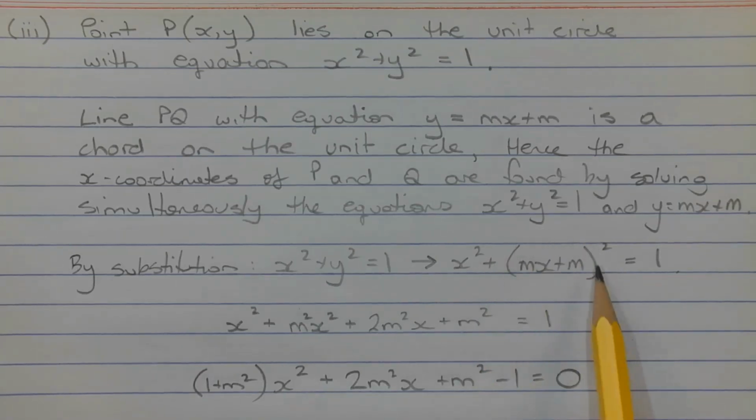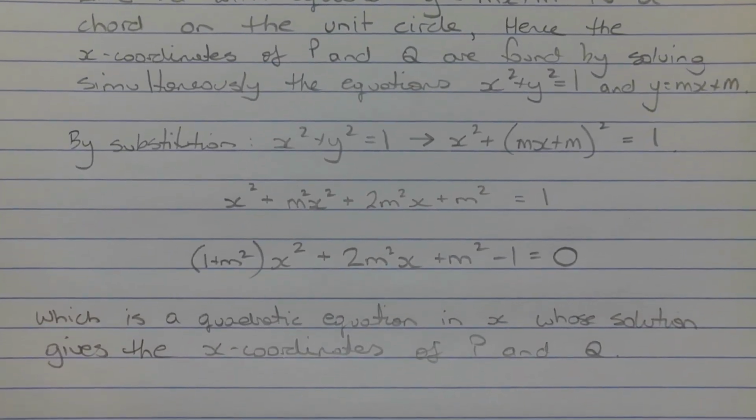Expanding using perfect square expansion, (mx plus m) to the power of 2, we get x squared plus m squared x squared plus 2m squared x plus m squared equals 1. Now notice in the first two terms we have a common factor of x squared, so factorising out x squared, we get (1 plus m squared) x squared plus 2m squared x plus m squared. Now taking this 1 over to the left hand side, becomes minus 1, and that's equal to 0. Now this is the quadratic equation in x, whose solution gives the x-coordinates of P and Q.